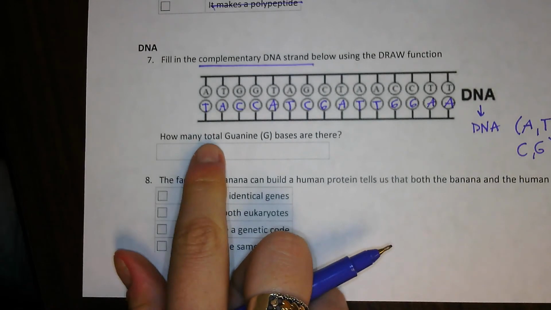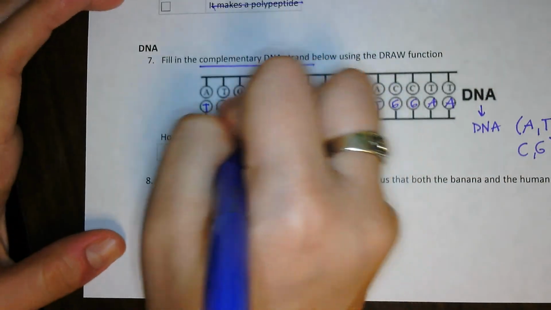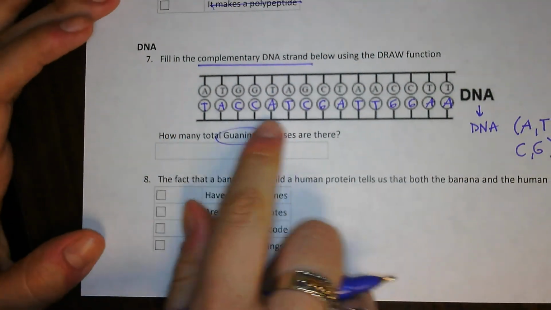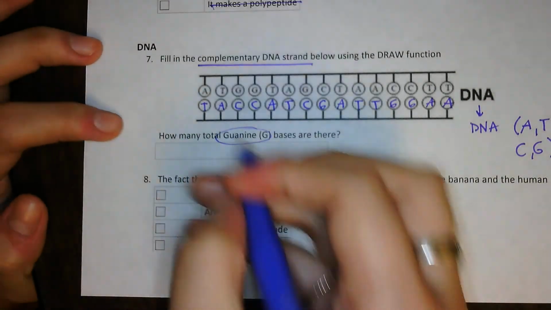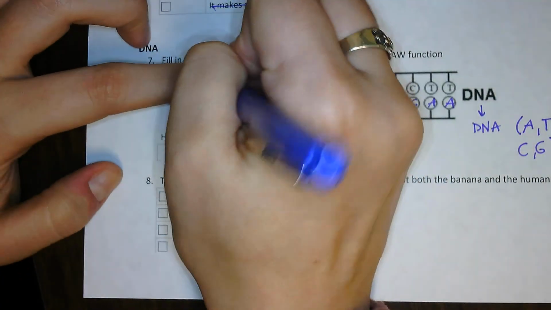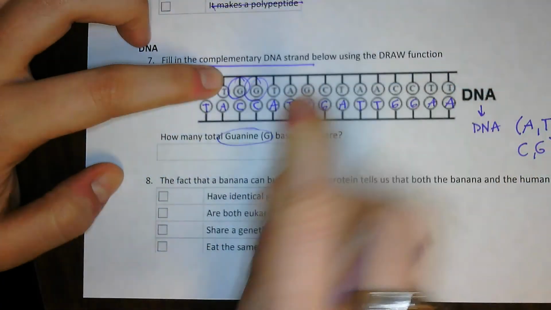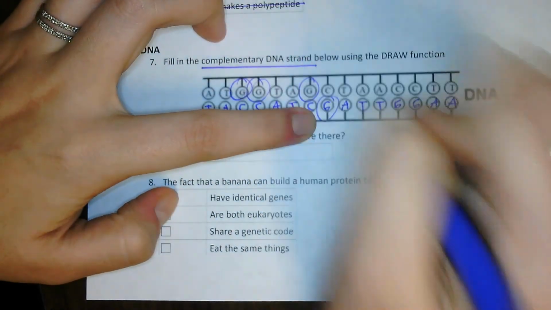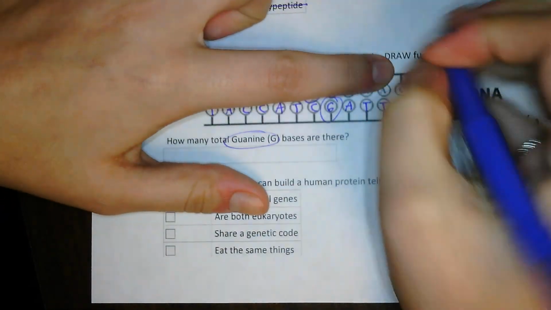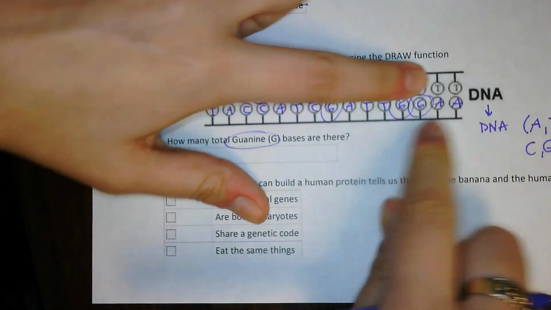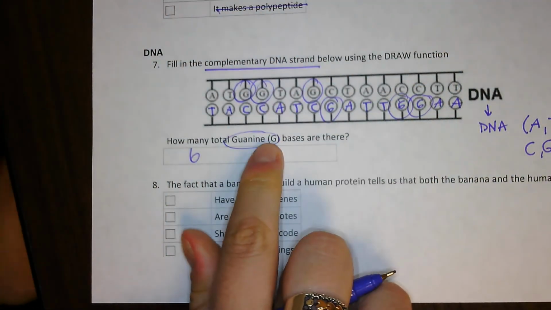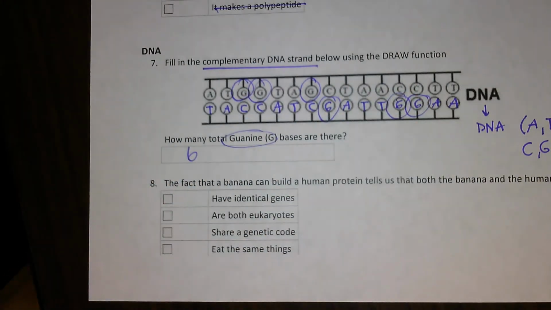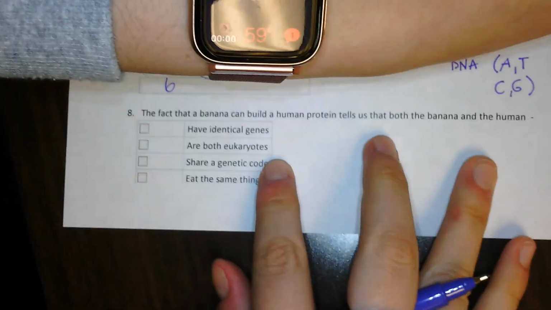Now I need to count the total guanines. So I need to go in and circle all of my G's. So I'm going to go and do that. I have 1 here, 2, 3, 4, 5, 6. I have 6 total guanines throughout my DNA strand. That's it. All right, moving on to number 8.